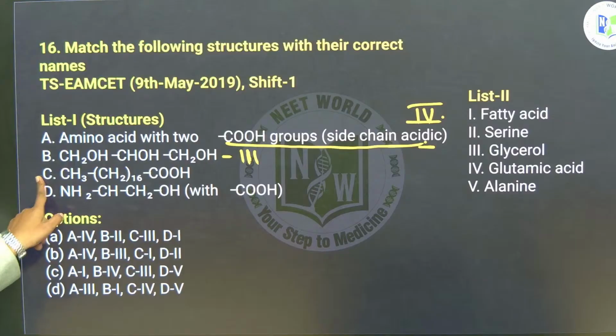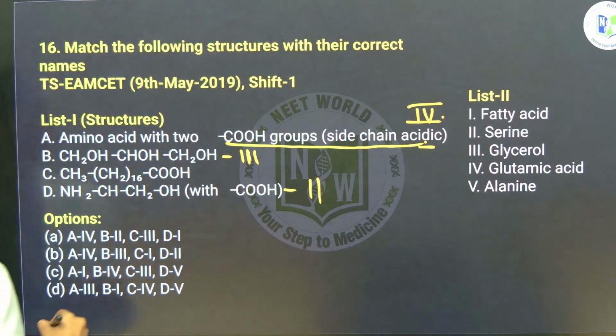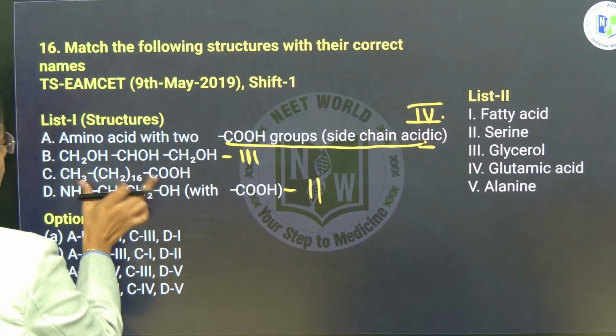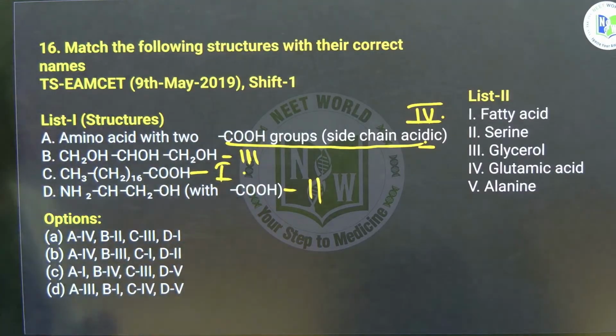here C will be, this will be serine, fatty acid, right. Total 18 carbons are present. So, this is a fatty acid with RCOOH as the common formula.